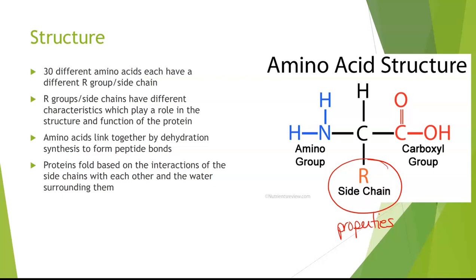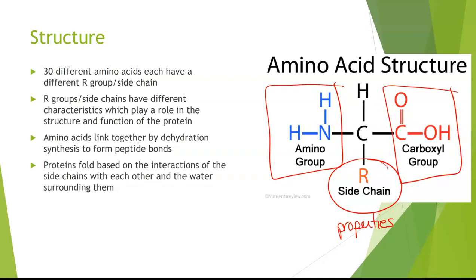All amino acids also have an amino group on one side and a carboxyl group on the other. This structure is something that you should be able to recognize, and you should be able to identify both the amino group, the carboxyl group, and the side chain that comes out from this carbon base here.